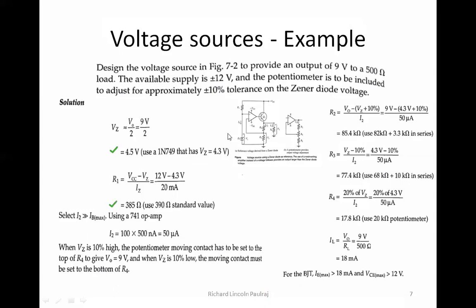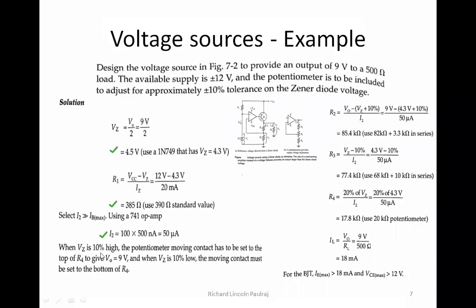Now select I2. We all know that I2 is much greater than IB max. So as usual, I'm going to have it 100 times IB max. We have from the specification sheet, and we have also seen that multiplying 500 nano with 100 gives us 50 microamps. So this is also fine.